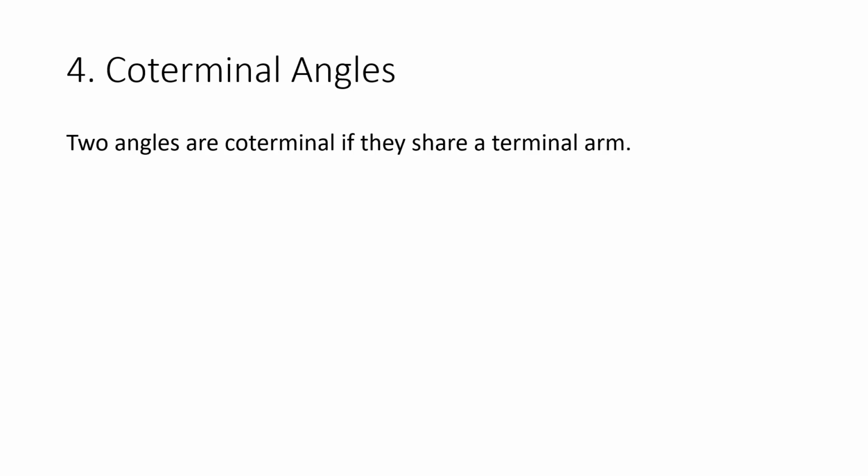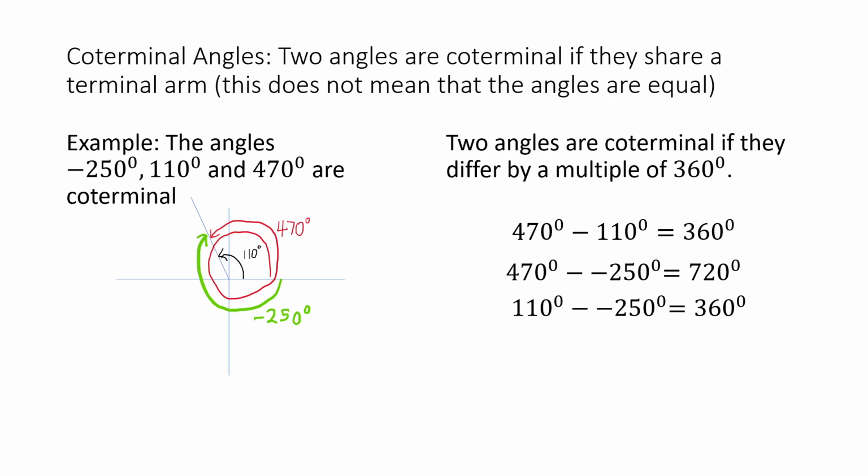Now, what does it mean to be a coterminal angle? Well, coterminal means two angles share a terminal arm. So, for example, look at the first angle shown there, the black one. If we start at the positive x-axis and rotate counterclockwise 110 degrees, we end up on that terminal arm. Well, what if instead of going 110 degrees, we do an additional 360 degrees? That's what we're showing with that red one.